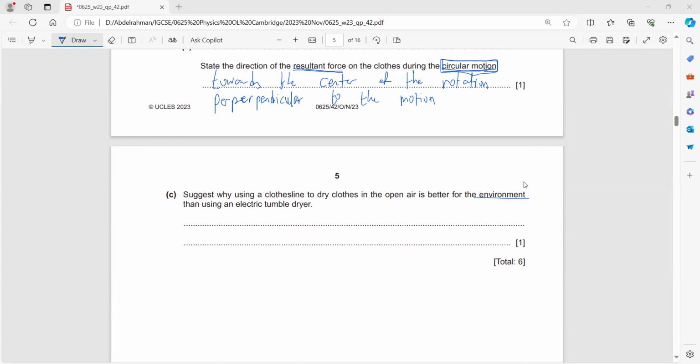Because the energy is clean and it's renewable. Clean energy, okay. It doesn't produce any greenhouse effects. It doesn't use any fossil fuels. It doesn't require any electricity. It uses the sun, which is renewable. You can say it doesn't cause any greenhouse effects.